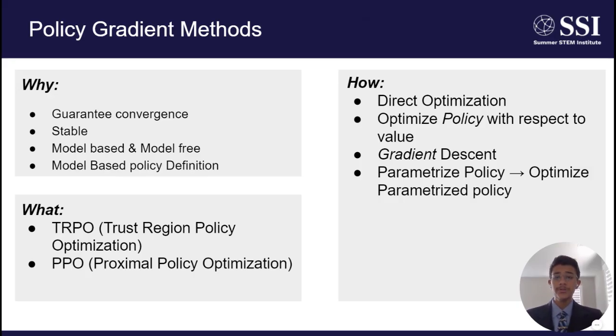To optimize our policy, we turn to policy gradient methods. Policy gradient methods are a class of reinforcement learning techniques that directly optimize the policy to increase reward through gradient descent. Policy gradient methods generally optimize a parameterized policy, which is a policy that is represented as a function of vectors. They generally have guaranteed convergence for any approximation of the value function and tend to be much more stable than other RL methods. They can also function with or without a model and can make use of model information to thoughtfully define the policy. Currently, the leading policy gradient methods are trust region policy optimization, or TRPO, and proximal policy optimization, or PPO.